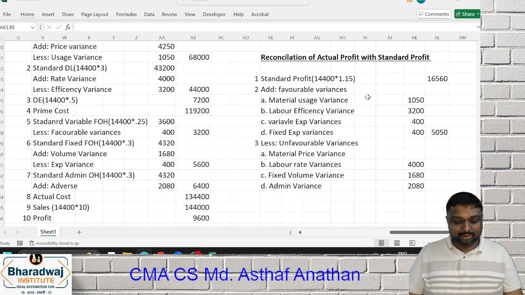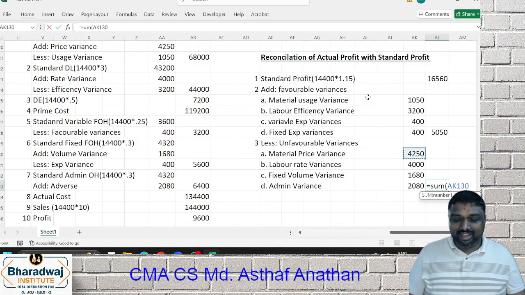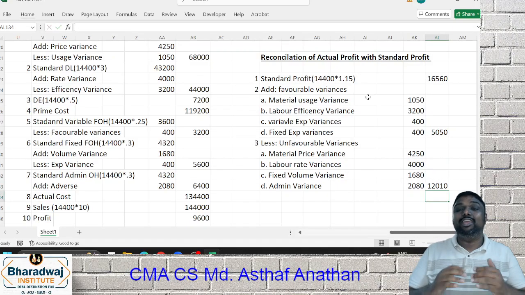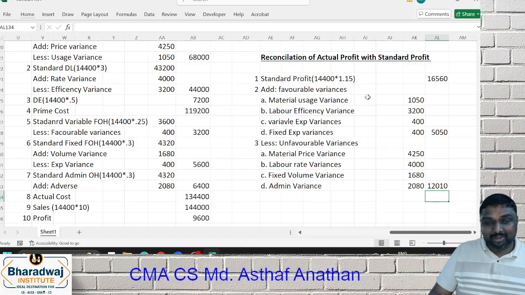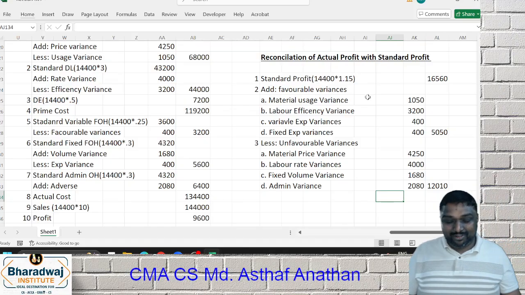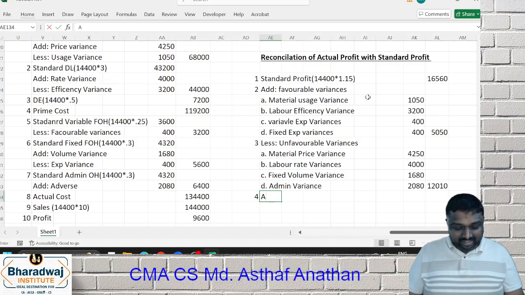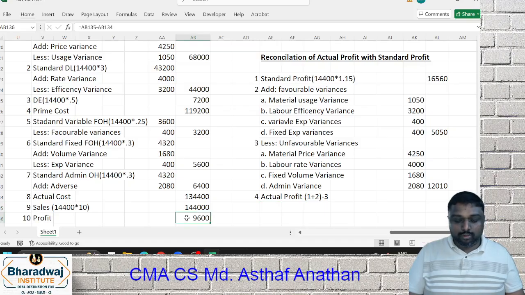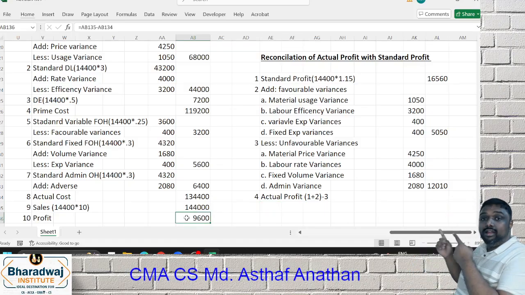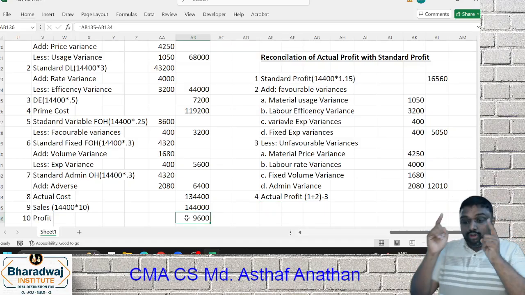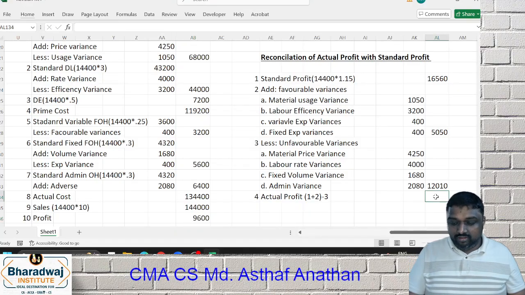Material price 4250. My dear friends, if you have done properly, it will be tallied. Just like your profit reconciliation statement of your group one, or BRS of your foundation, it will be tallied. This will be the actual profit. Actual profit is 1 plus 2 minus 3. See, we know what the actual profit is. What is actual profit? We have 9,600. We should get that. We are checking, are we getting the same? We should get that. Then the answer is correct.